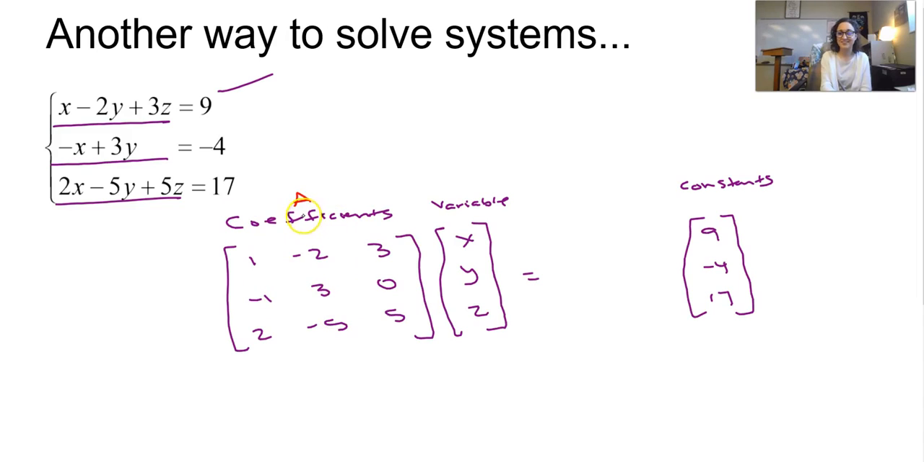Well, what times matrix A gives me the identity? What would get rid of it? I would multiply by A inverse. And notice I'm multiplying on the left-hand side, so what I do to one side of the equation, I need to do to the other. Okay, alrighty.